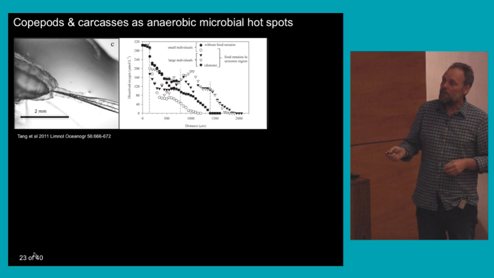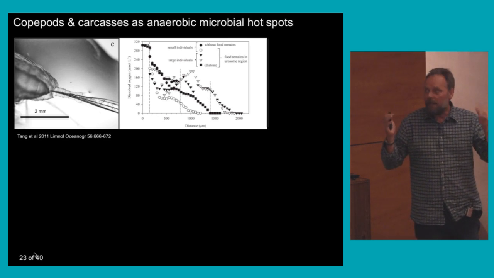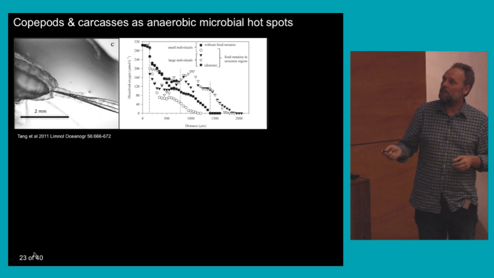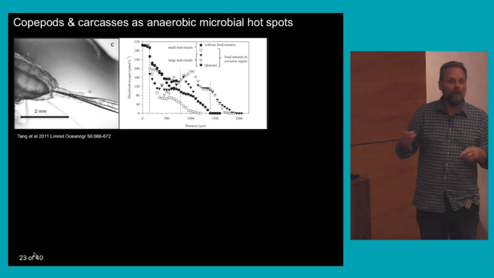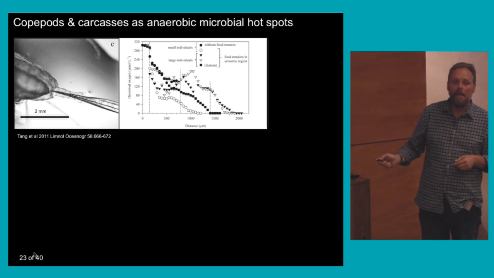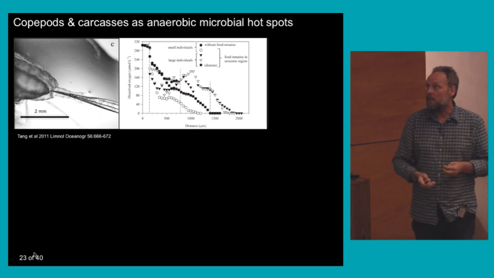And to test that first, it was a little crude here, we had the animals alive, we had them fixed, so they were sitting, filter feeding and eating, and we could insert a microelectrode into the guts from behind, and measure the oxygen profiles through the guts of the amphipods. And indeed, they turned out to be anaerobic inside, potentially sustaining anaerobic metabolisms internally.